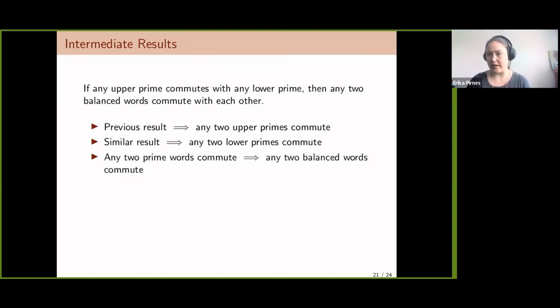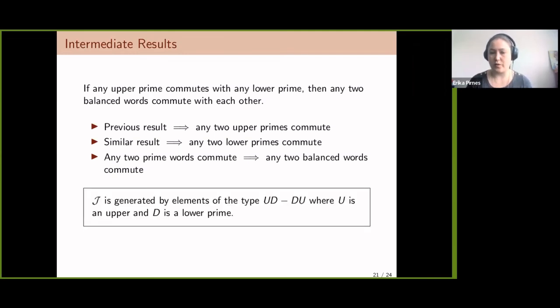And then the thing I mentioned before: if any two prime words commute, then any two balanced words commute, just by shifting one by one. So what can we conclude? We can reduce the generating set of J to elements of the type UD minus DU, where U is an upper prime and D is a lower prime. This is still not the minimal generating set. It has too much stuff in it, but it's a reduction for sure. It's a smaller set, still infinite, but smaller.